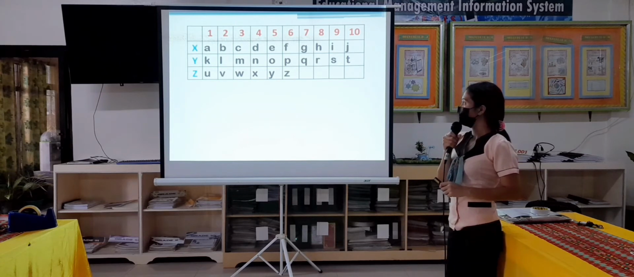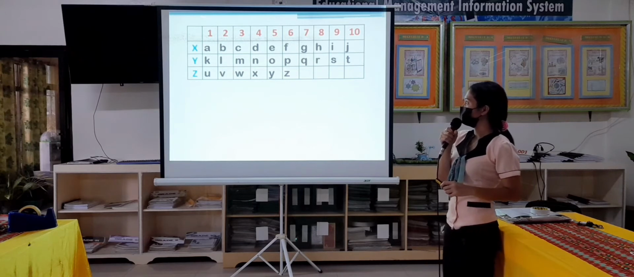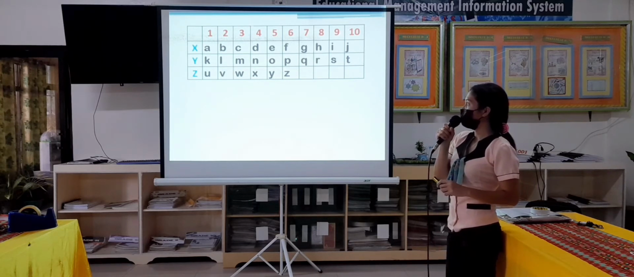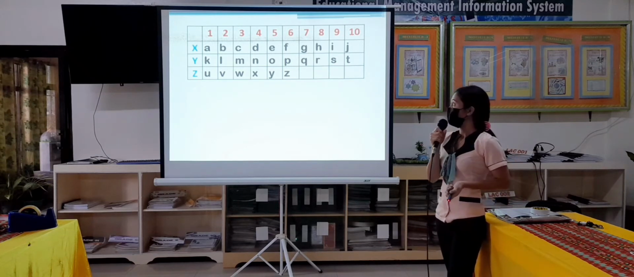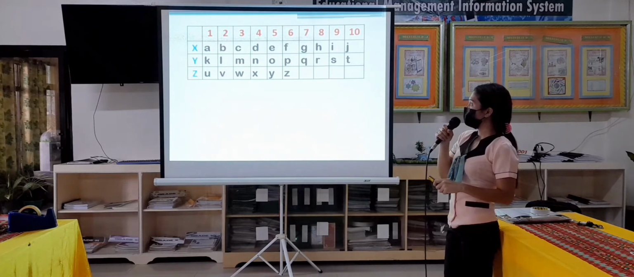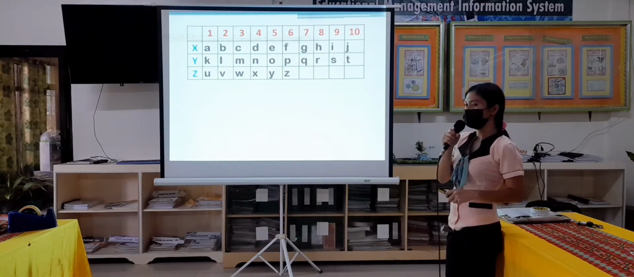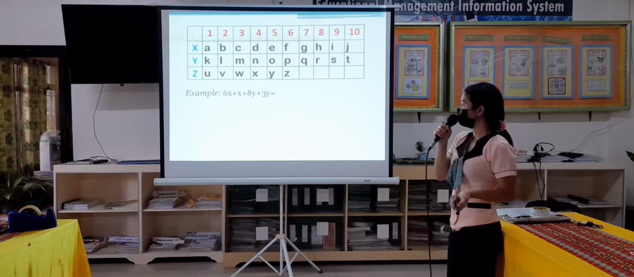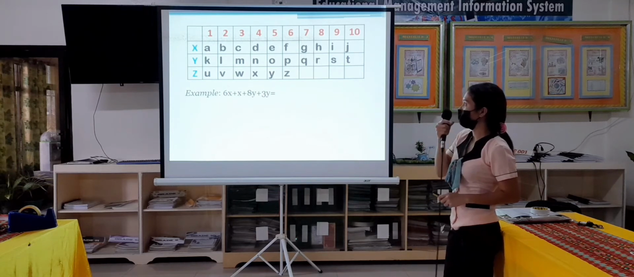Letters and numbers, ma'am. Yes, it has letters, which is A to Z, and numbers 1 to 10, and the variables X, Y, Z. So all you have to do is find the letter that coordinates the numbers and the variables X, Y, Z. So for example, 6x plus x plus 8y plus 3y. So what are the letters that coordinate these numbers and these variables?